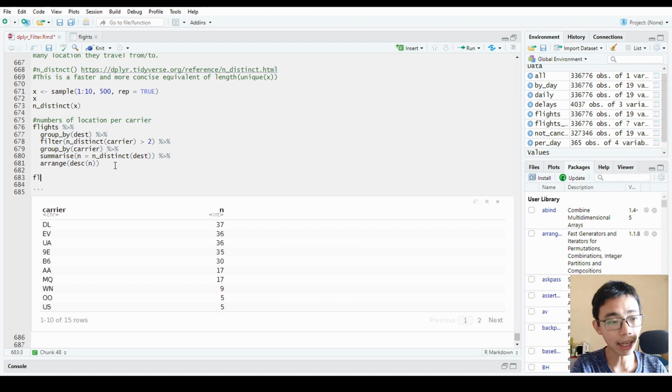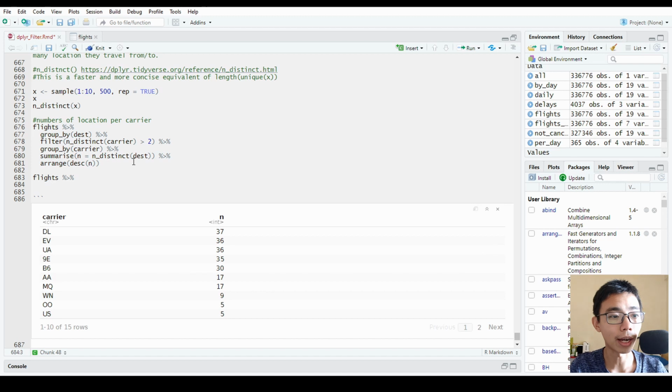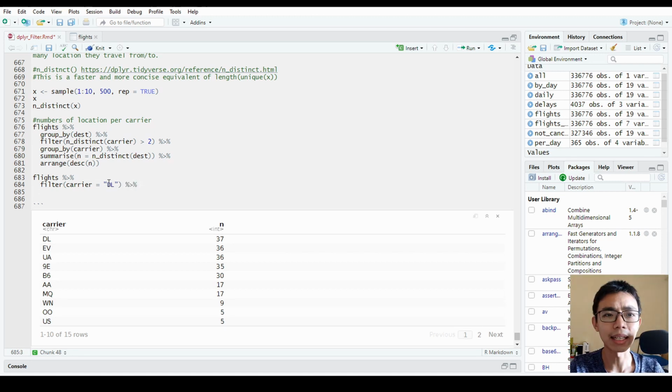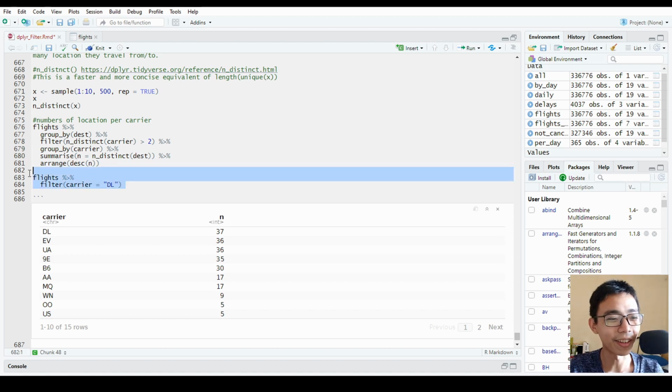So I'm going to take a little bit of risk over here. I'm going to risk re-recording the whole thing again and try to do something else. Once we have this ready, we can actually find what the 37 different locations in DL are. So shall we try that? First of all, of course, we filter the carrier equal to DL. Then I think that's kind of it, isn't it? Let's just try it first.